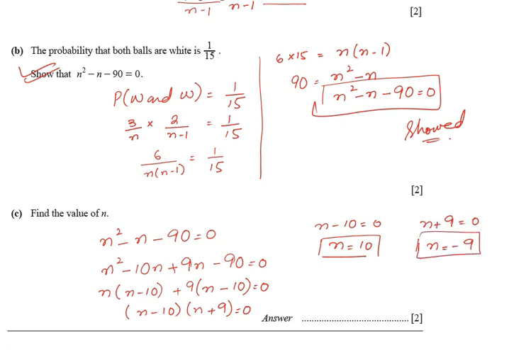So we have got two answers, but one will be neglected. Why? Because n is the number of balls. It cannot be negative. So we will accept the positive answer. So the value of n is 10. Okay, I hope you have understood this question. Thank you.